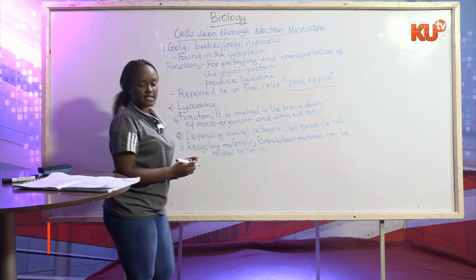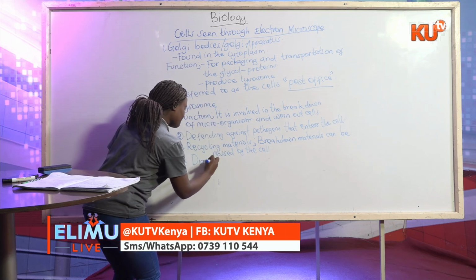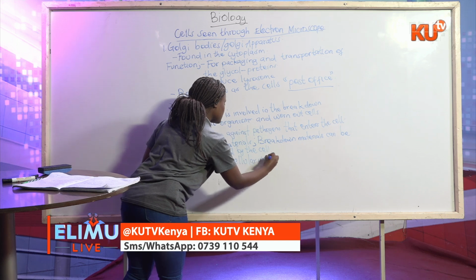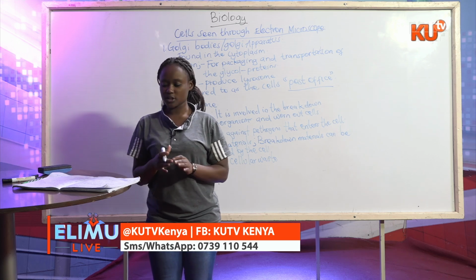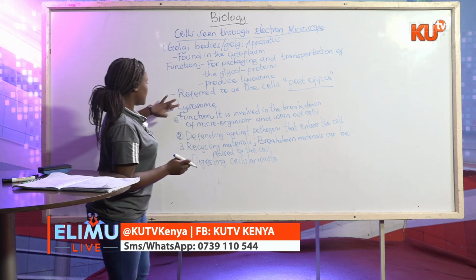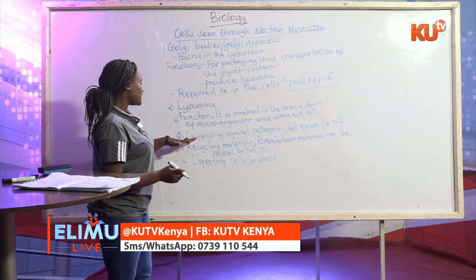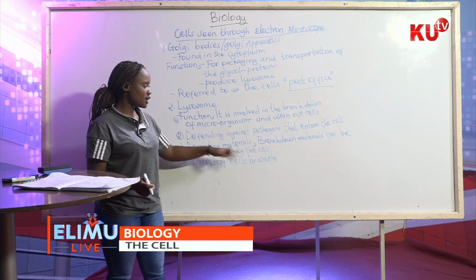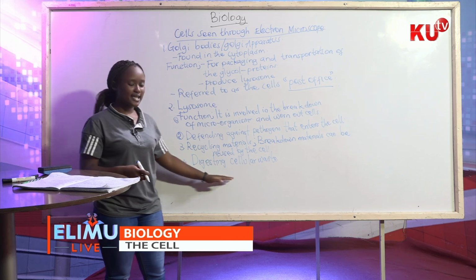The fourth function of the lysosome is digesting cellular waste. So the lysosome digests the cellular waste. The cell digests its own damaged or old organelles. So this is the meaning of digesting cellular waste. And then the lysosome's functions: it is involved in the breakdown of microorganisms and worn out cells, it defends against pathogens that enter the cell, recycling materials, so the breakdown materials can be reused by the cell, and digesting cellular waste.